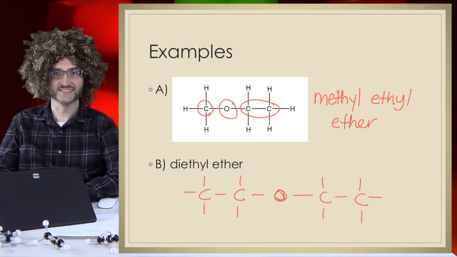Diethyl ether. Now in example B, they were both the same length of branch. That's why it was diethyl. So sometimes they're going to have different length branches. So does it matter whether I put the 2 C's on the left or the 3 C's on the right, or does that matter? What I always tell you is you can use ether.